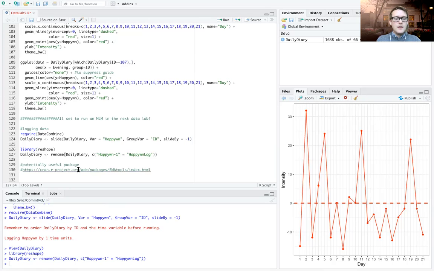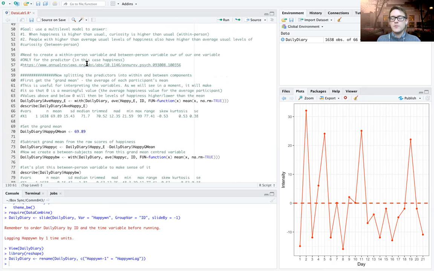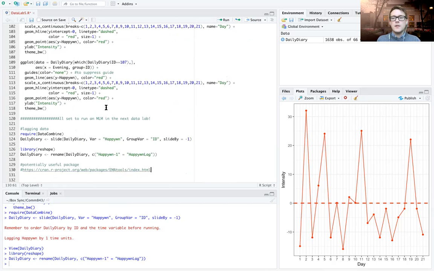But there is a package that you might find useful called EMA tools that I'm putting here. My postdoc, Amanda McGowan, has used it in the past and she really likes it. So I would suggest running through it manually first so you have an understanding of what's happening underneath the surface. But then if you want to make your life easier and have a function that just does it in one fell sweep, feel free to check this out.